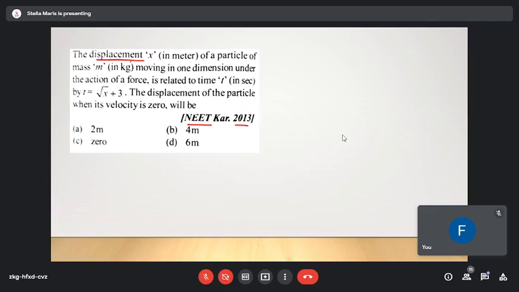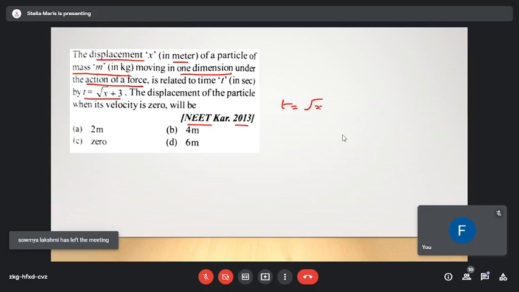What they have asked: the displacement x, in meters, of a particle of mass m in kg, moving in one dimension under the action of a force, is related to time by the equation t is equal to root of x plus 3. And they are asking what will be the displacement of the particle when its velocity is 0. What will be the displacement of the particle when velocity becomes 0?